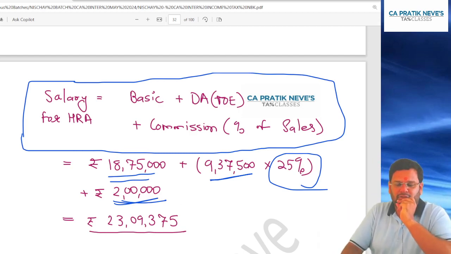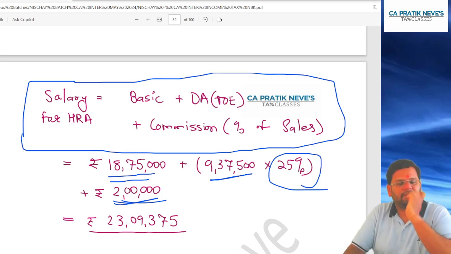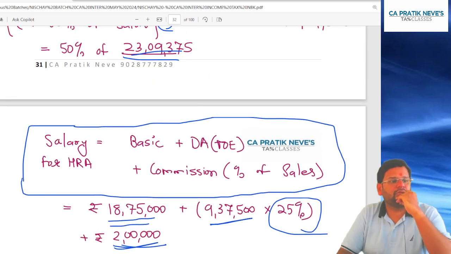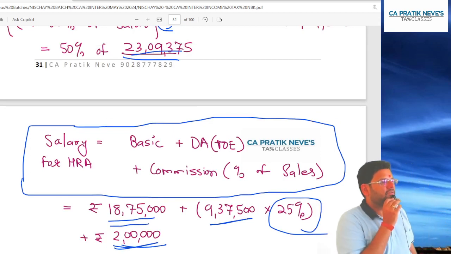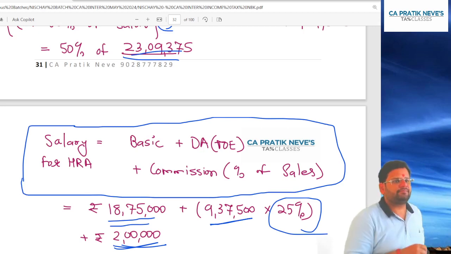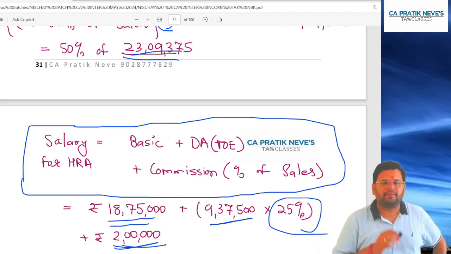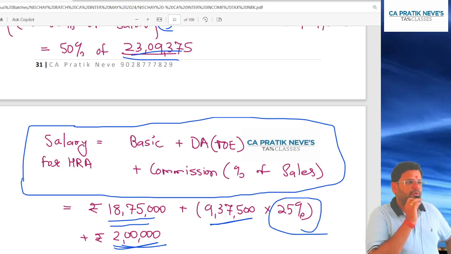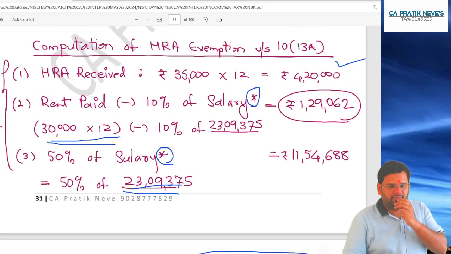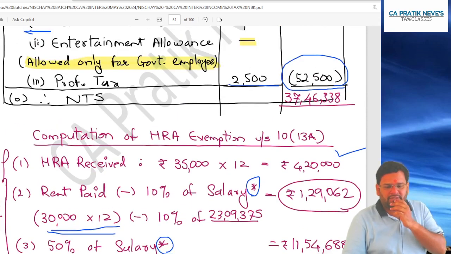So friends, on your own calculations take the total and tell me whether you are getting salary as 23 lakh 9,375. Yes, no? Take your time, but don't copy the figure. Do it yourself. Are you getting 23 lakh 9,375? So what are you waiting for? Go ahead now and show the HRA exemption, please.